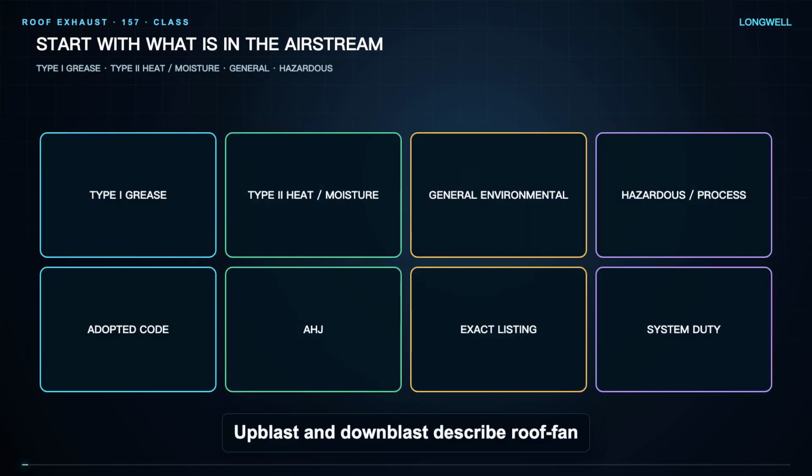Upblast and Downblast describe roof fan discharge arrangements, not application approvals. Start by asking what is in the airstream: Type 1 grease, Type 2 heat and moisture, general environmental exhaust, or hazardous process exhaust. The classification controls the decision.